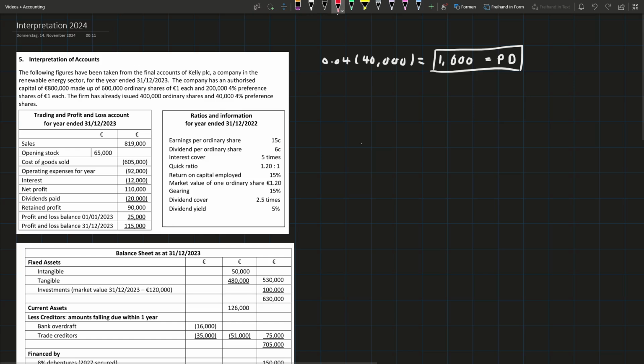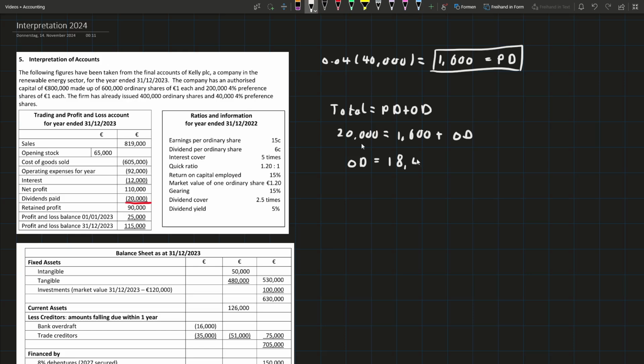And from that, we can figure out our ordinary dividends, because we know how many dividends we paid, which is this much. Basically, the total dividends is equal to the preference plus the ordinary dividends. We know the total is 20,000. We know the preference is 1,600. We want to know the ordinary dividends. So you can just subtract that, bring that to the other side. You get ordinary dividends equals 18,400. Again, that's also important. We'll be using that.